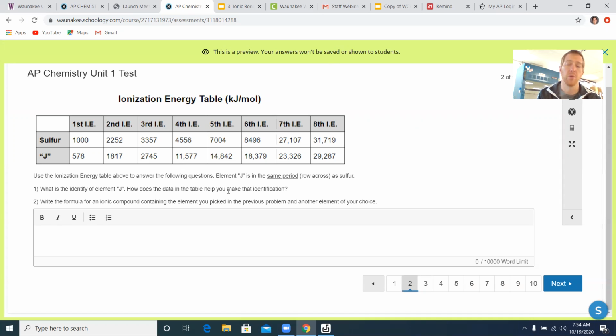As for number 2, this was just meant to give you a hopefully straightforward question of naming that. If I picked aluminum for number 1, how about AlCl3? AlF3, AlN. These are all good options.